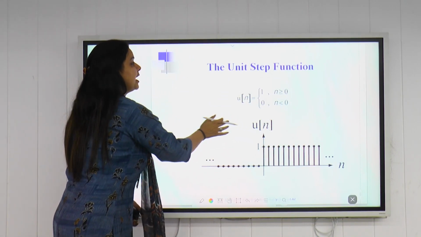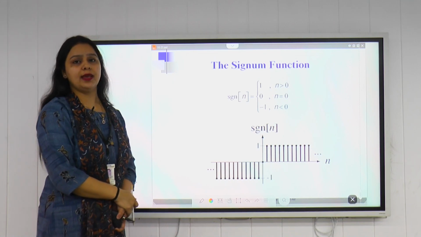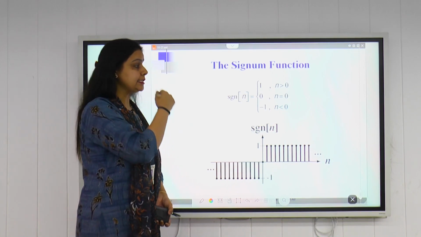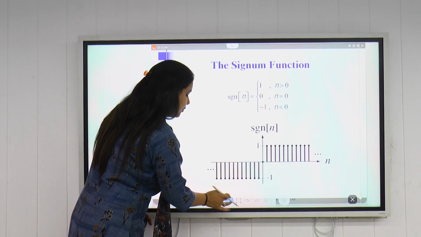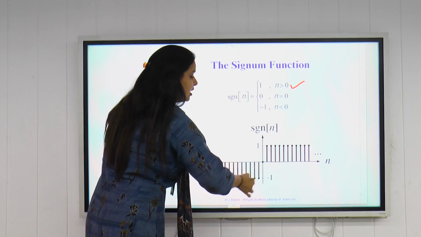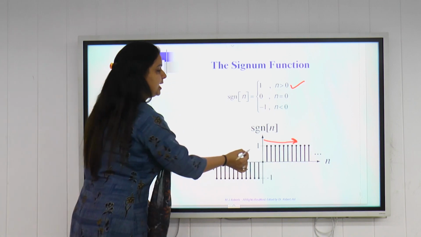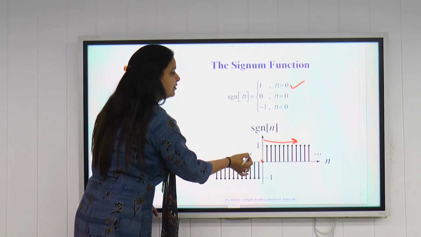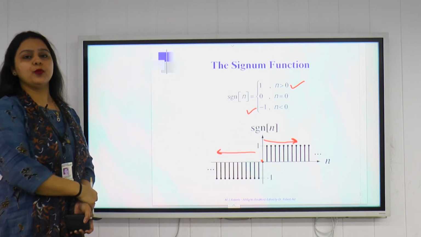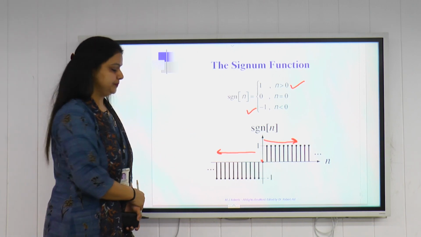Coming to the next type of elementary signal, we have the signum function. It is denoted by sgn(n). It's the third type of elementary signal, and a very important signal in signals and systems. Its value is 1 for n greater than 0. You can see from the graphical representation, for all values greater than 0, its value is 1. At n equal to 0, its value is 0, and for n less than 0, its value is -1. So we have both the mathematical representation as well as the graphical representation for the signum function.